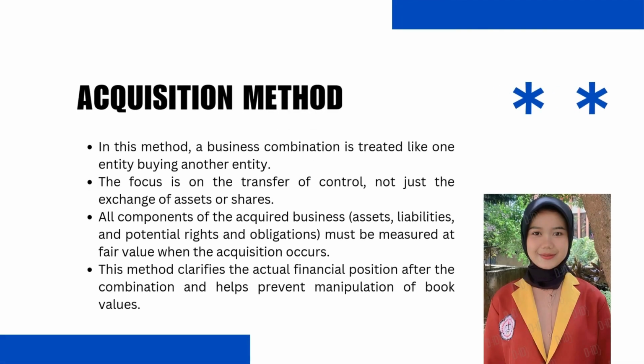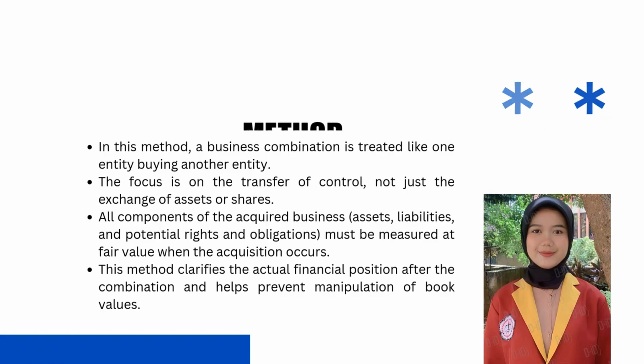Acquisition method. In this method, a business combination is treated like one entity buying another entity. The focus is on the transfer of control, not just the exchange of assets or shares. All components of the acquired business, assets, liabilities, and potential rights and obligations, must be measured at fair value when the acquisition occurs. This method clarifies the actual financial position after the combination and helps prevent manipulation of book values.